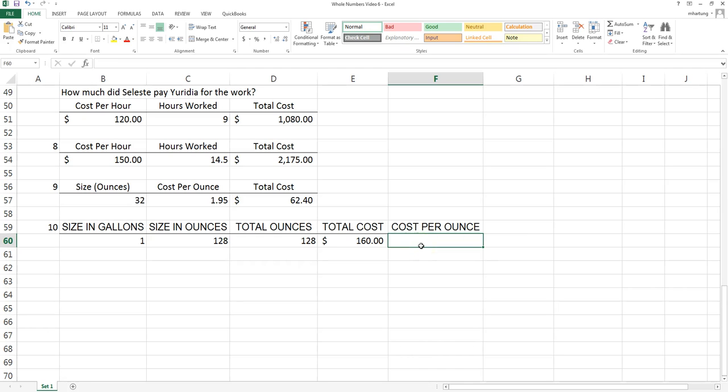That's right, it's division. So if we take this $160 and divide it by the amount that we're actually obtaining, the number of ounces in this case, this should tell us how much for 1 ounce. And there it is, $1.25 per ounce. And if our arithmetic is correct, it would follow that 128 ounces times $1.25 for each ounce should equal a total of $160. Well, let's find out. Equal sign, 128 ounces times $1.25 per ounce. And there it is, $160.